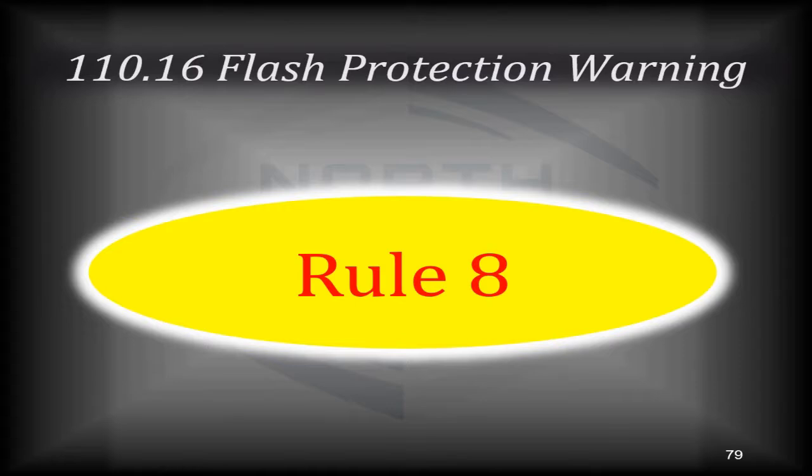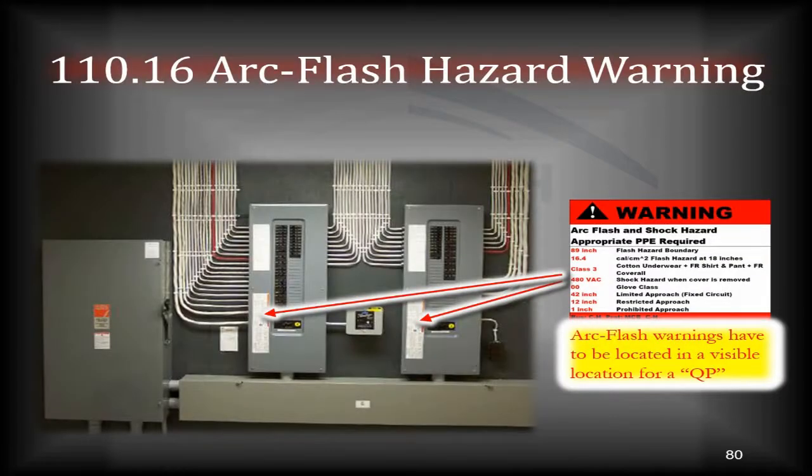Rule number 8, 110.16, arc flash protection warning. 110.16 deals with arc flash hazard warnings. More particularly, we're going to get into the labeling here coming up. Arc flash warnings have to be located in a visible location for a QP, which is what?